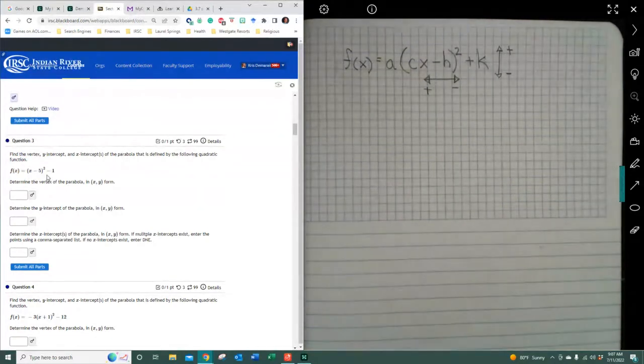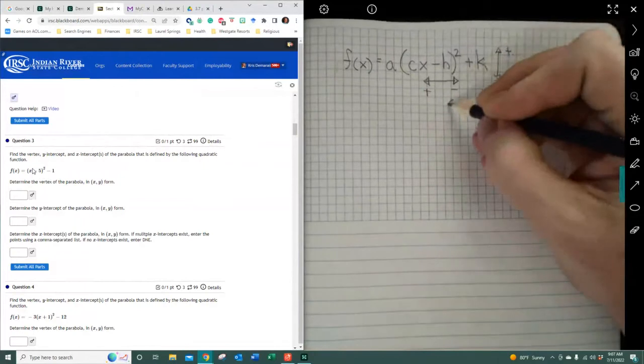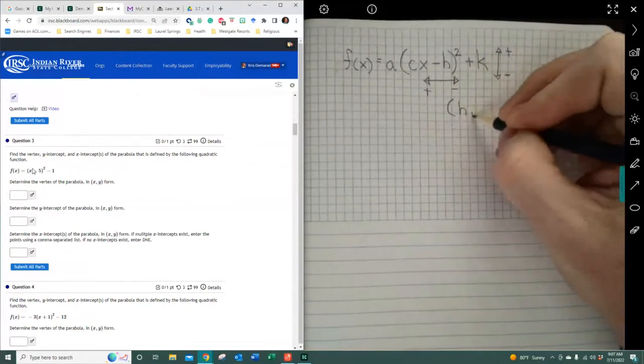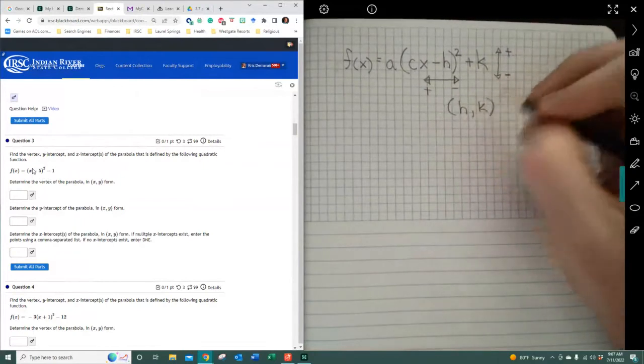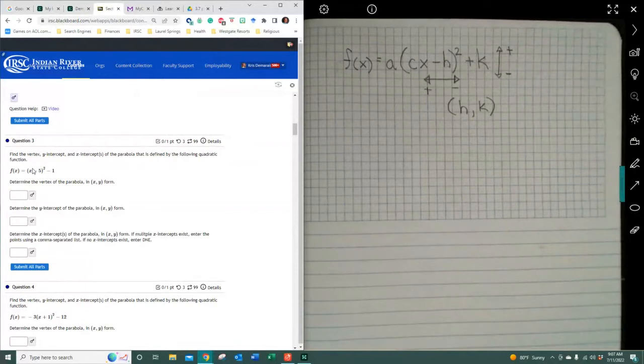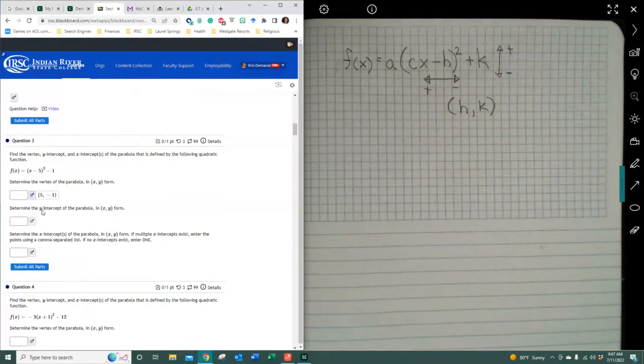Now, I've already mentioned to you, all you do is take the opposite of the h, all right? So you basically just figure out that your (h, k) is your vertex. Then you're going to take the opposite, it's going to be (5, -1). So that's your vertex. Now your y-intercept is always going to be when x equals 0.